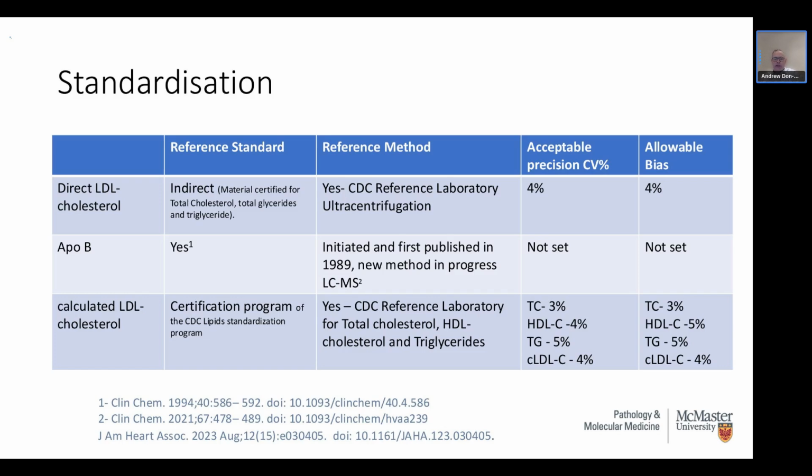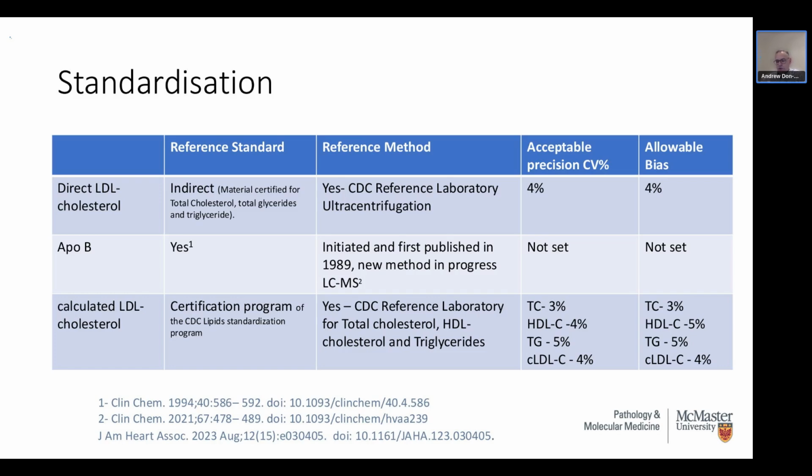For apolipoprotein B, there's been a reference standard that's been around for a good number of years. It was published in 1994 in a clinical chemistry paper, and so that's available and it has been used. It's based on an immunoassay-based measurement of a specific apolipoprotein B reference material. So that is available. There's a reference method that was first published in 1989, but there's a new method in progress based on LC mass spec detection, and this is published in 2021 in clinical chemistry, and this is the method that is being used in the CDC standardization program at the moment.